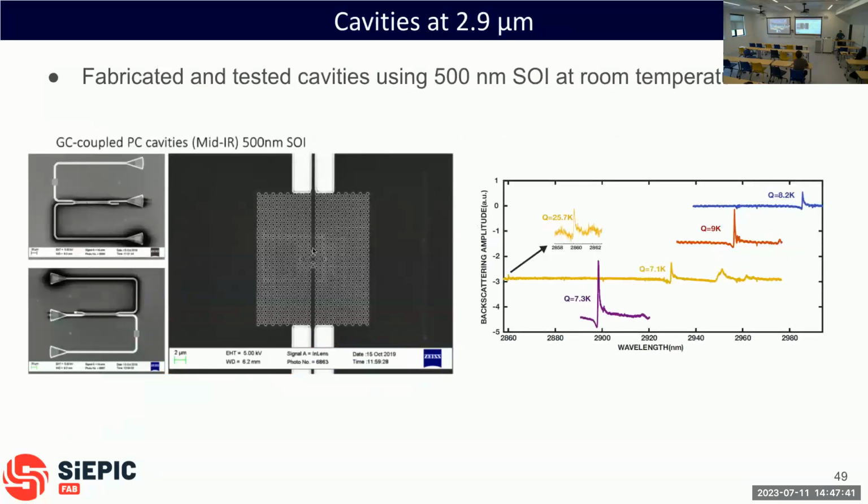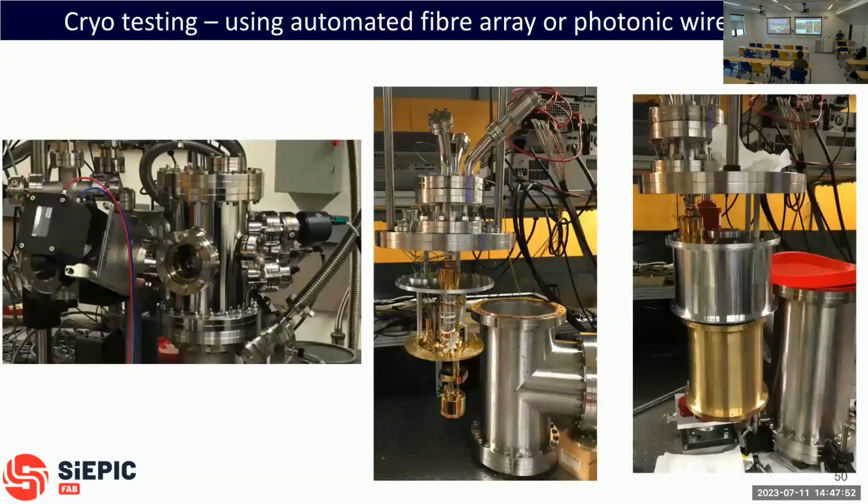These are some fabricated devices, trying to measure the quality factor, which is how long the light spends inside these resonators. So the higher the number, the better here. So these are the kind of things we fabricate. And then finally, testing them at cryogenic temperatures.